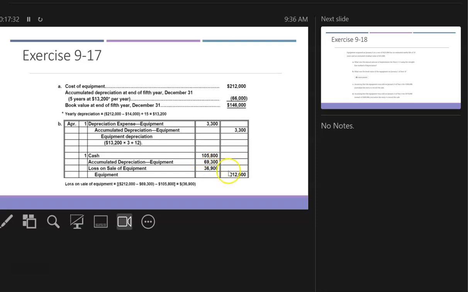We need to zero out the equipment account, zero out the accumulated depreciation account, which would be the $66,000 plus the $3,300 we just showed as depreciation. And based on that, we're going to either have a gain or a loss. In this case, we have a loss on the sale of equipment for $36,900. Is this making sense, guys? Yes? Kinda?